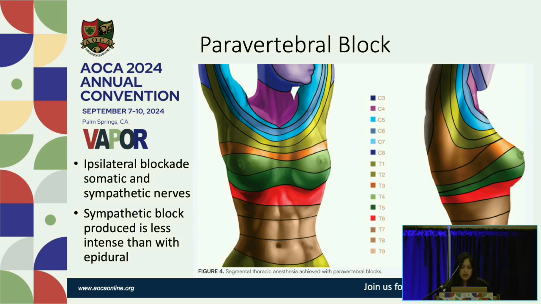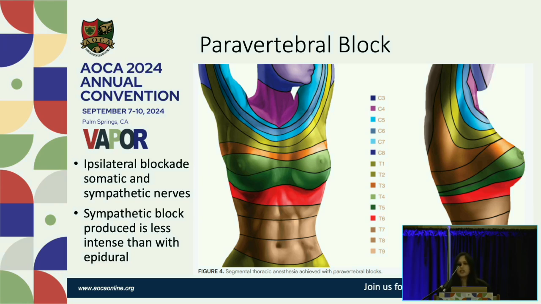Local anesthetic deposited in this space can spread multiple levels, as shown by the figure here, both superiorly and inferiorly, as well as the intercostal space laterally and the epidural space medially. And this results in a blockade that is sensory, motor, and sympathetic. And local anesthetic typically covers about 5 to 6 dermatomes.